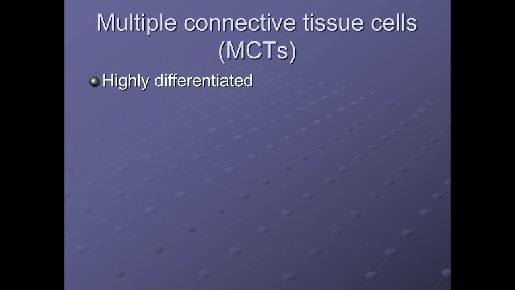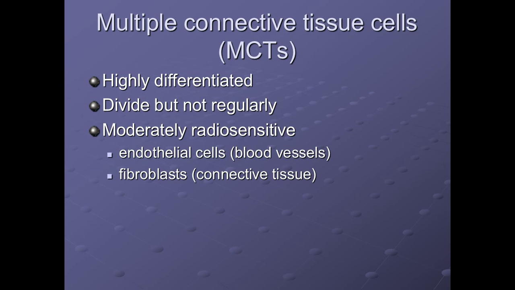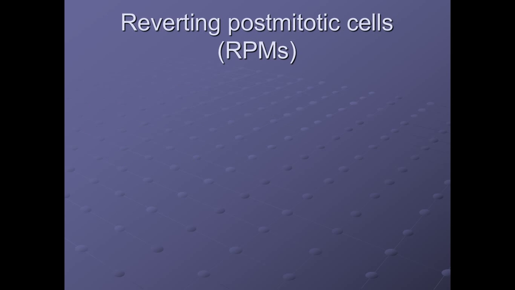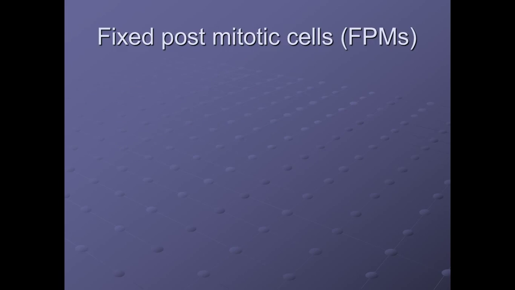MCTs. Now these are highly differentiated cells, but they still do divide. So they do have a mitotic rate, but it's not a fast mitotic rate, and they don't divide regularly. So this means that they do have some radiosensitivity, but this is only moderate compared to VIMs and DIMs. So you're looking at endothelial cells such as blood vessels and fibroblasts such as connective tissues. The RPMs, the reverting postmitotic cells, these are highly differentiated and are very long-lived. So these are considered as relatively radioresistant, so they're quite hard against radiation, and you're looking at things like the liver.